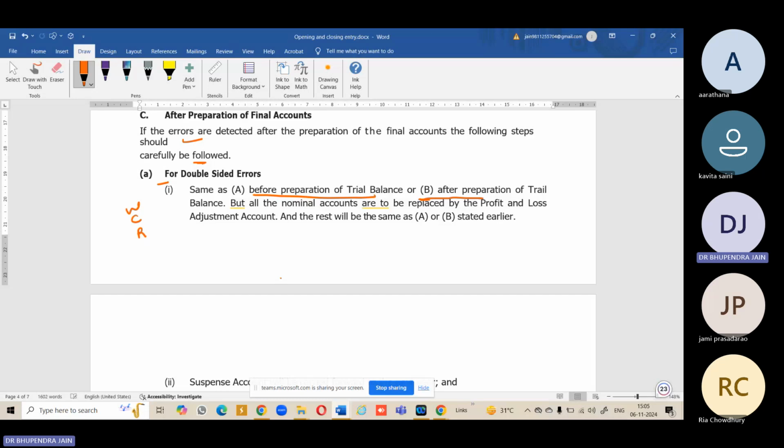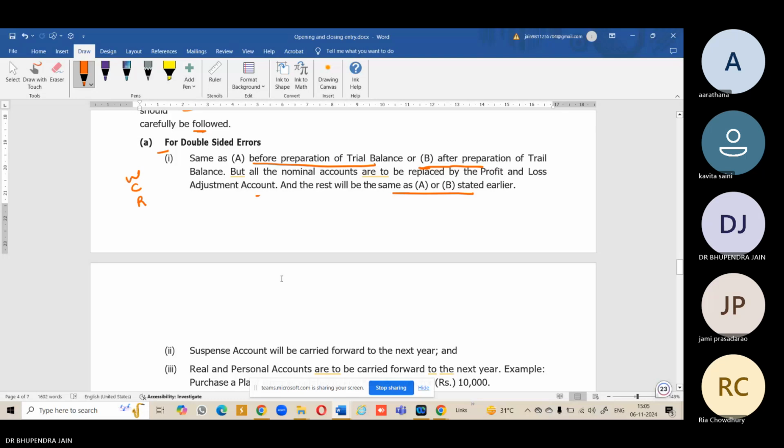But all the nominal accounts are to be replaced by the profit and loss adjustment account, and the rest will be the same as A and B stated earlier. What is this? If the error occurred regarding the nominal account, what is the nominal account?